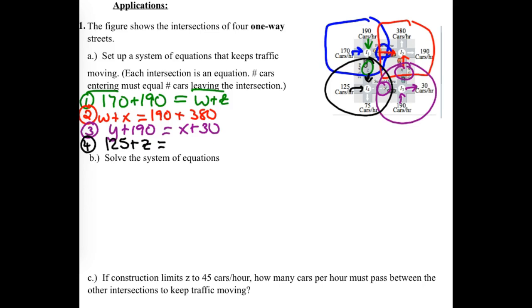Coming out, we have Y and 75. Okay, so we have an equation for each intersection. Now we need to rewrite them so that we can put them in a matrix format. The first thing to do is to get all of your variables on one side. That might mean we need to do some maneuvering here with our equations.